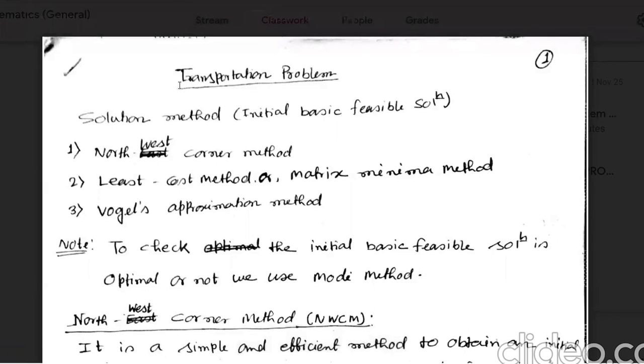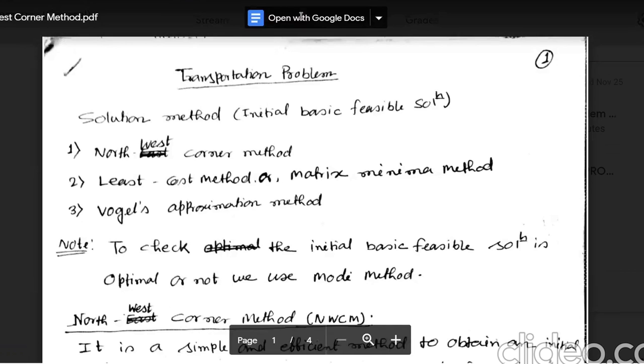Okay, so today we'll discuss the solution of the transportation problem. As we have discussed, there are several methods for solving it. The first one is the northwest corner method. The second one is the least cost method, also called the matrix minima method. And the third one is Vogel's approximation method. So these are the three different methods.